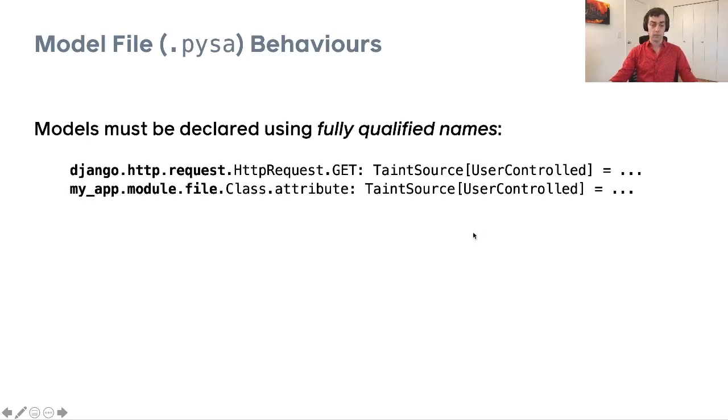Another thing that's important is that models need to use fully qualified names. So you can't just say class name dot attribute when you want to mark something as a taint source. You need to give the full import path. So django.http.request.classname.attribute. If this is in your own app, it might be my_app, which is your app name, .module.file.class.attribute.